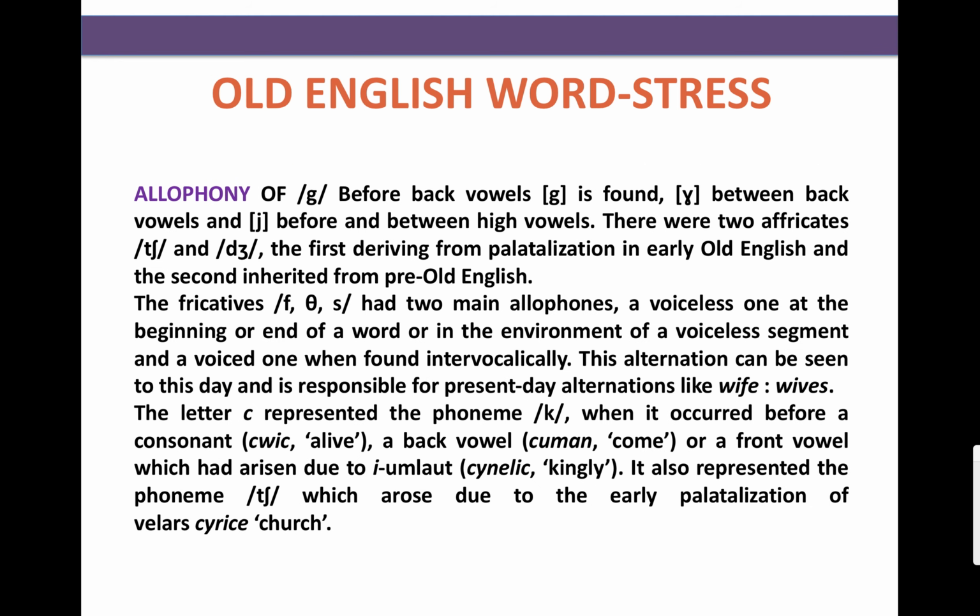Allophony. Before back vowels G is found, another allophone between back vowels, and J before and between high vowels. There were two affricates, the first deriving from palatalization in early Old English, and the second inherited from pre-Old English. The fricatives F, S had two main allophones, a voiceless one at the beginning or end of a word, or in the environment of a voiceless segment, and a voiced one when found intervocalically.